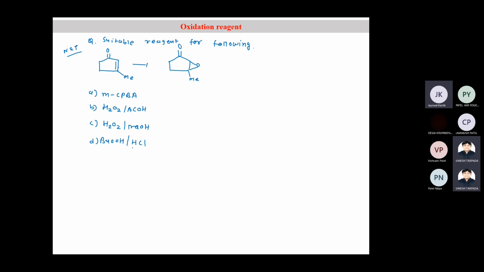H2O2 with NaOH. So it is H2O2 under alkaline condition. You can say it is in NaOH. So this one is correct one.